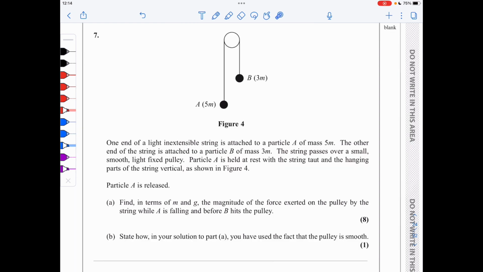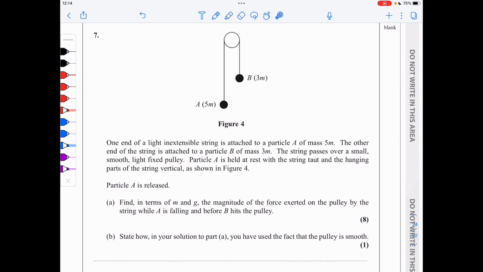In question 7, we've got two particles A and B with masses 5m and 3m respectively. They are connected together with a light inextensible string. The string passes over a small, smooth, light, fixed pulley, and we release particle A, and we need to find in terms of m and g the magnitude of the force exerted on the pulley by the string while A is falling and before B hits the pulley.